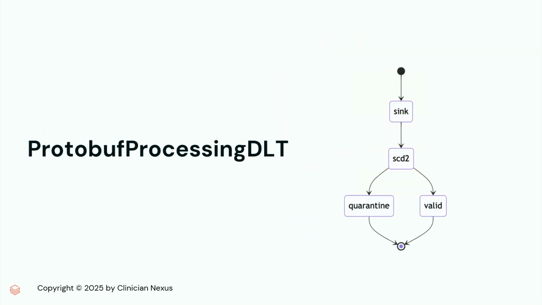On the Protobuf side, it's a little bit more straightforward. You start out by reading from Kafka, write that to a sync table, and then after you have the sync table, you can do read Protobuf into your tabular format, write to the slowly changing dimensions type 2 table. And once you're there, this is a DLT.